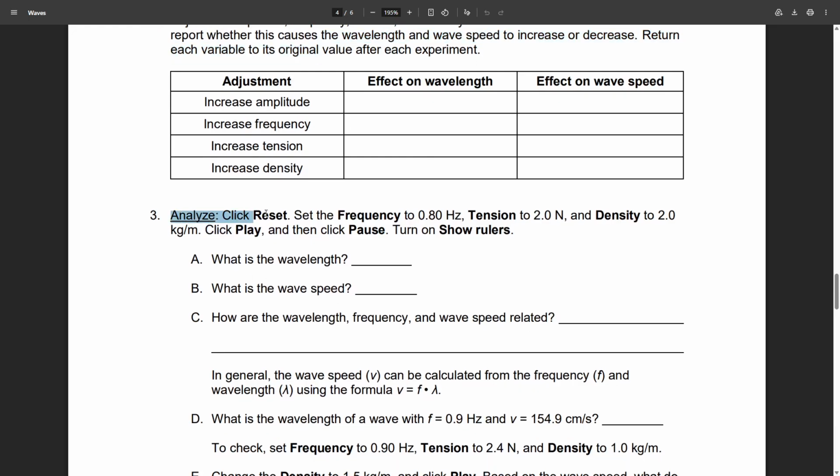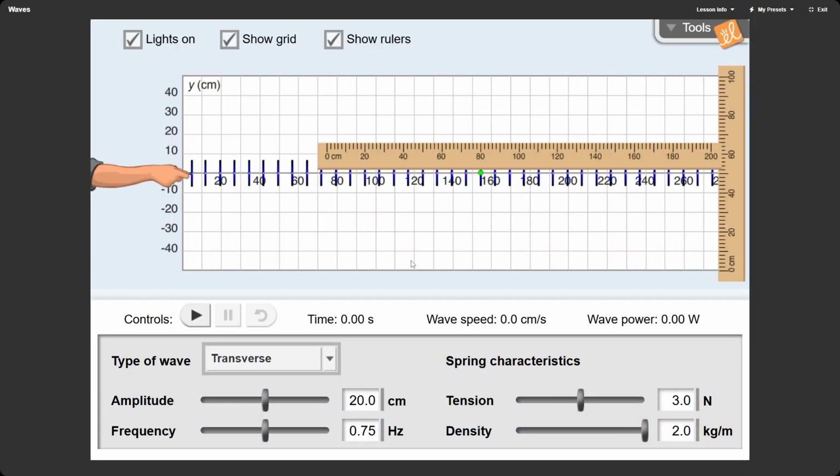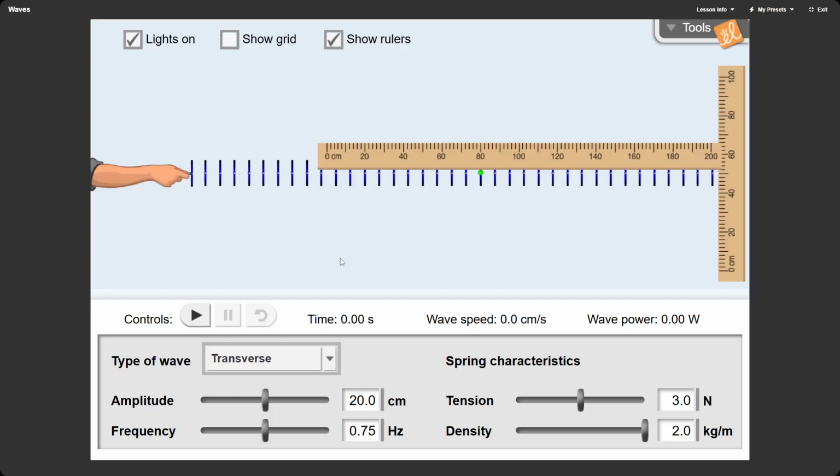It says analyze. Click reset, set the frequency to 0.08 hertz, tension to 2, density to 2. Click play, then pause, show rulers. What is the wavelength? So first thing you do is you need the rulers.